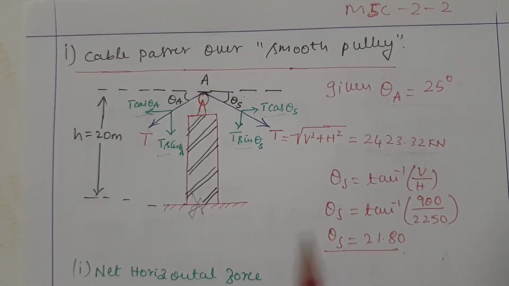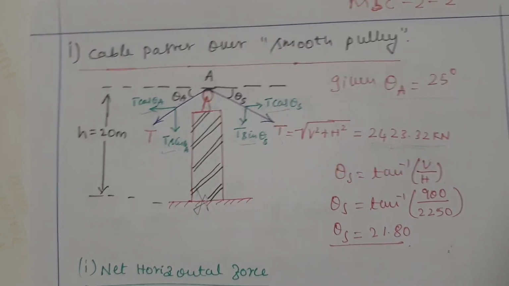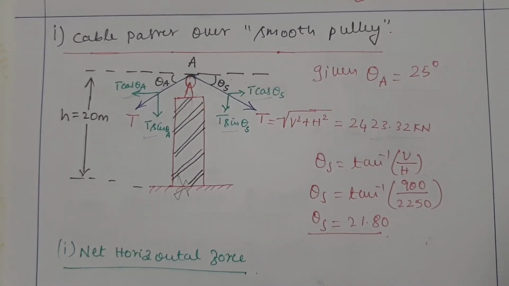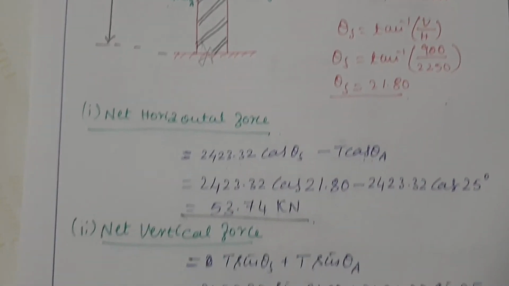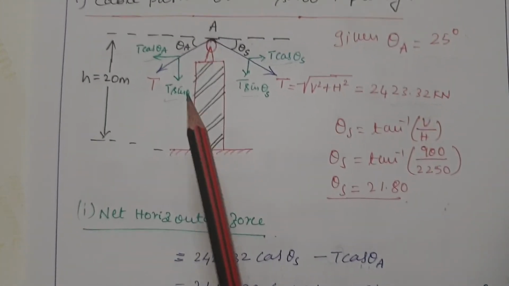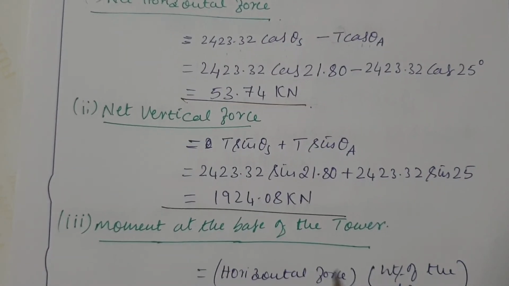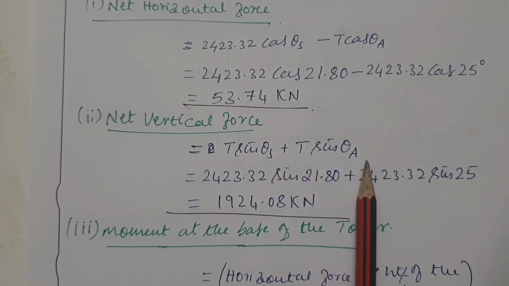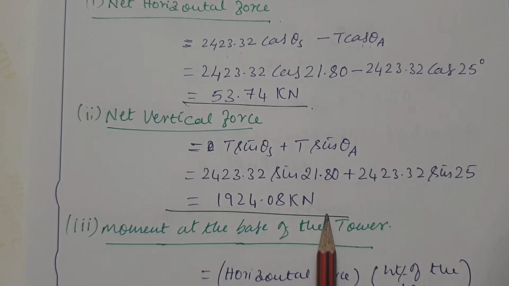Similarly, for the net vertical force, both the forces are acting downwards, so they have the same sign convention. Negative only we would have to consider, but since both are the same, I am considering both values as positive. So it is T sin theta s plus T sin theta a. Substitute all the values and you will get the net vertical force.